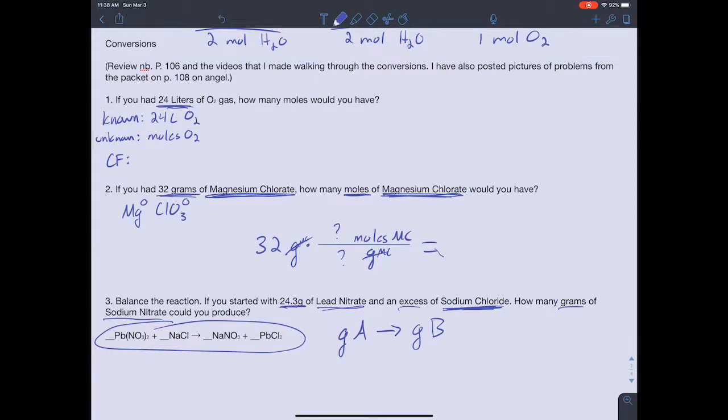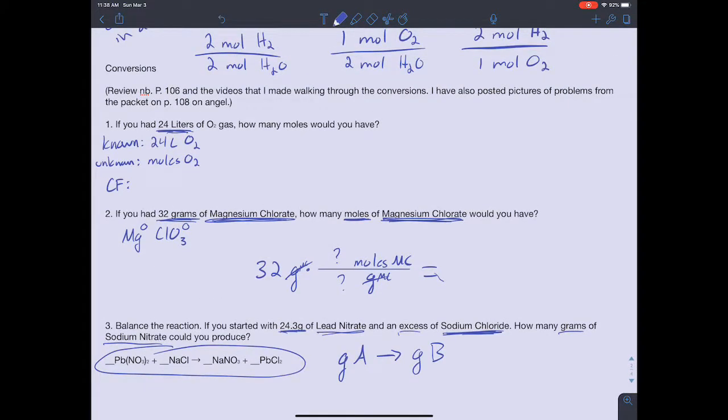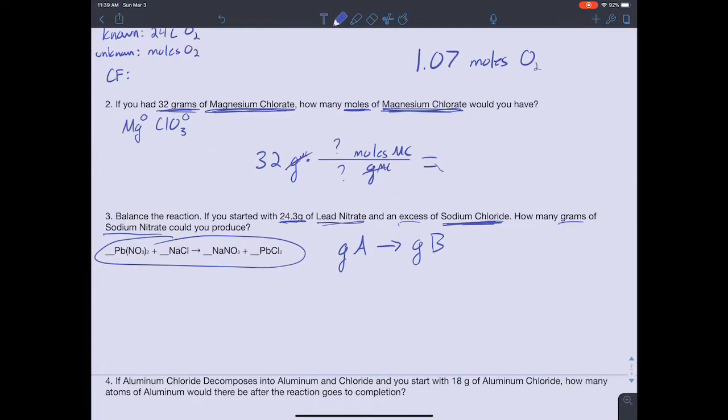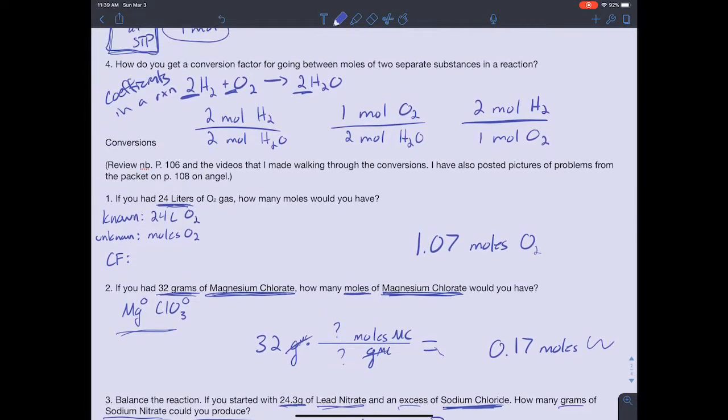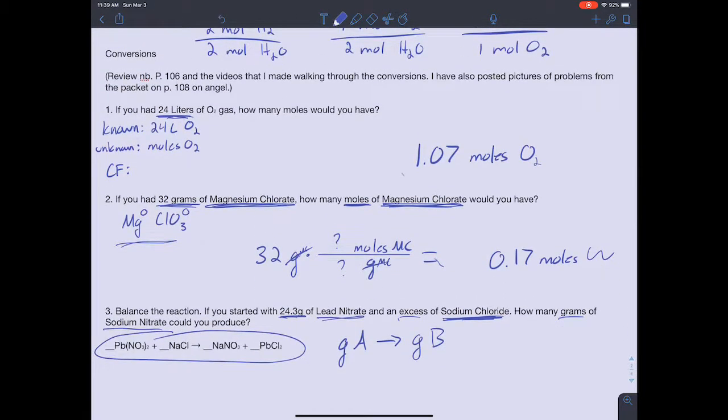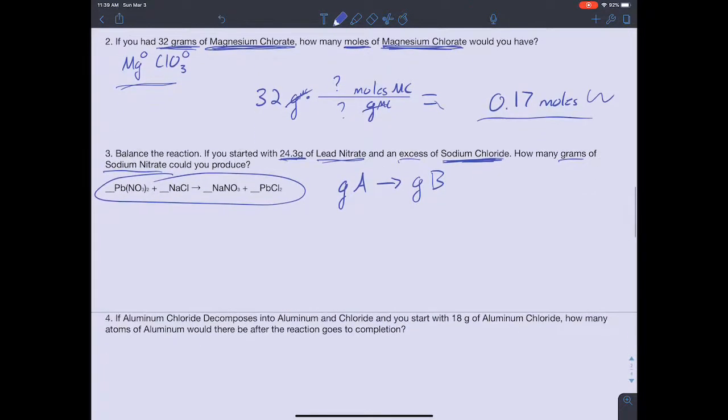I'm going to back up for a second real quick because I realized I forgot to give you guys the answers to these other ones. So let me see. For number 1, you should get 1.07 moles of O2. Sorry about this. Going backwards like this. For this one, you should get 0.17 moles of magnesium chlorate. I would write magnesium chlorate here, but then I'd give away how you're supposed to write it. I want you guys to be able to figure that out. Okay, so I think these are the answers I forgot. So you should be getting this for this one, should be getting this for this one. If you're not, something's going wrong.